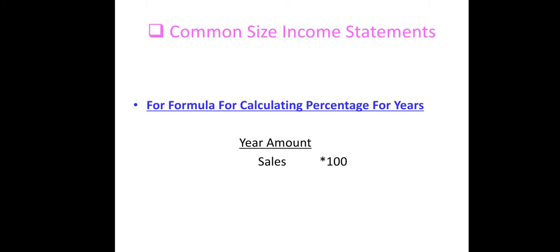For common size income statements, we can call it retained earnings, income statements, or P&L accounts. We can call it several names, profit and loss account also. So we can call it three names. For calculating the percentage, the formula is year amount divided by sales into 100. So this is the formula for calculating the year's percent of sales.